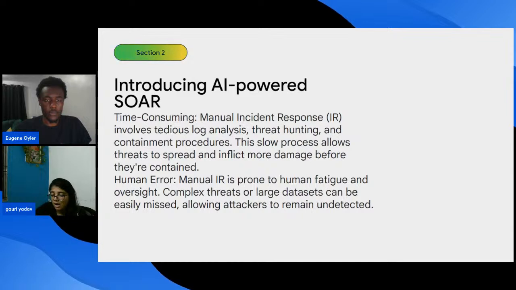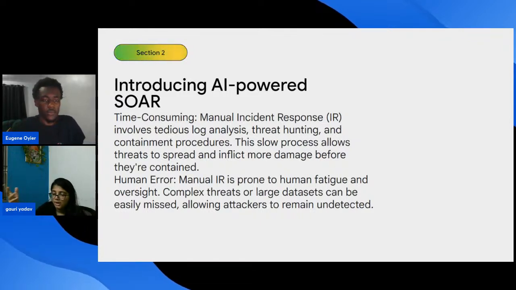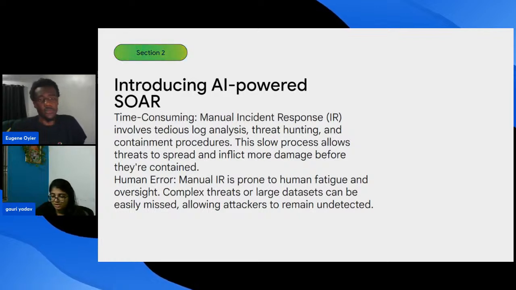Now, let's understand it with the help of a case study. A financial institution experienced a data breach. Using a manual IR process, it failed to identify and contain the threat in time. Outcome: the breach resulted in significant financial loss and damage to the company's reputation.